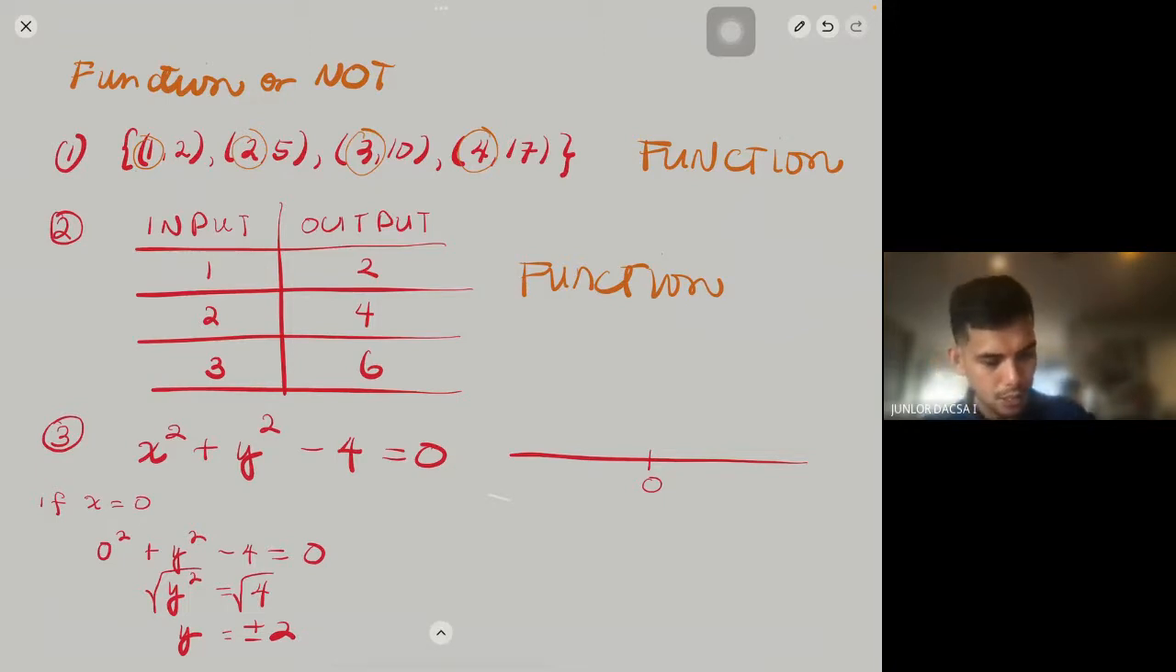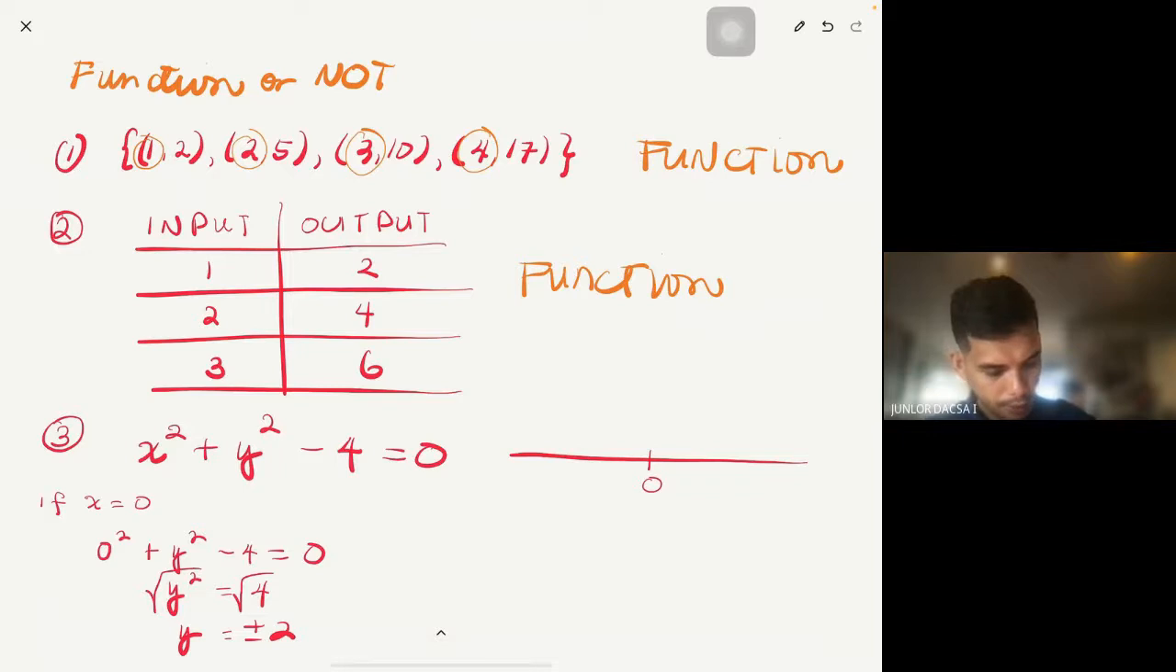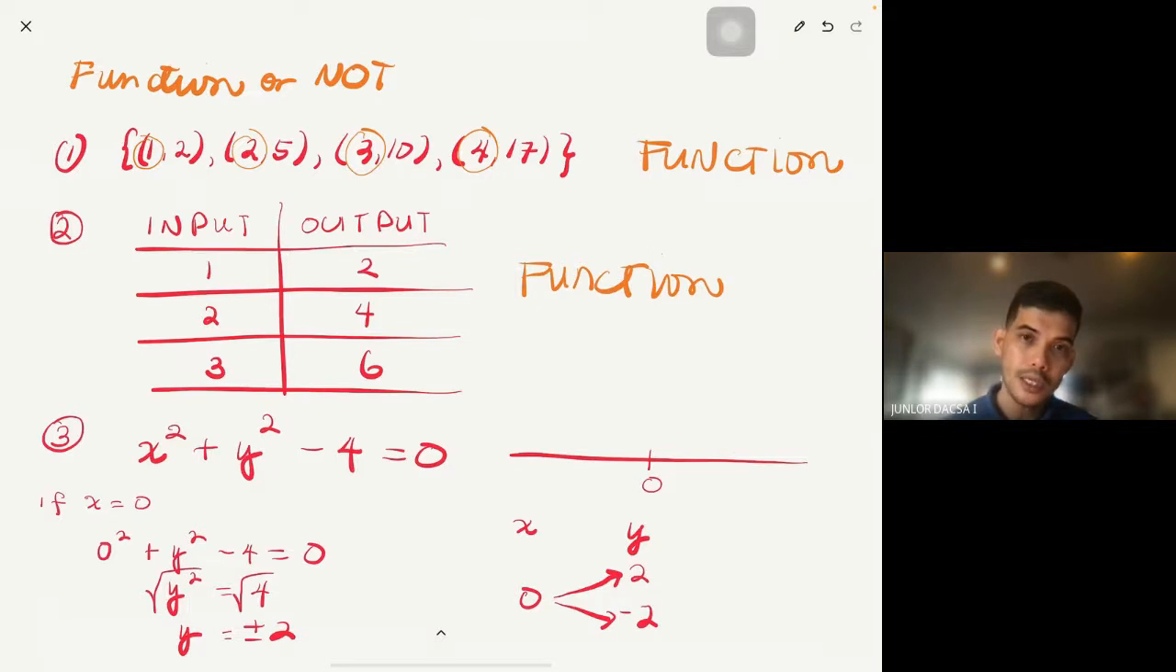or sabihin na lang natin, mapping diagram. Ito yung x, ito yung y. So, if x is 0, may lumabas na dalawang value. Isang positive 2, isang negative 2. Kung gagamitin natin yung mapping diagram, yung 0 corresponds to 2 and also 0 corresponds to negative 2. And as you can see, the first element corresponds to two elements in the range. So this is not a function.